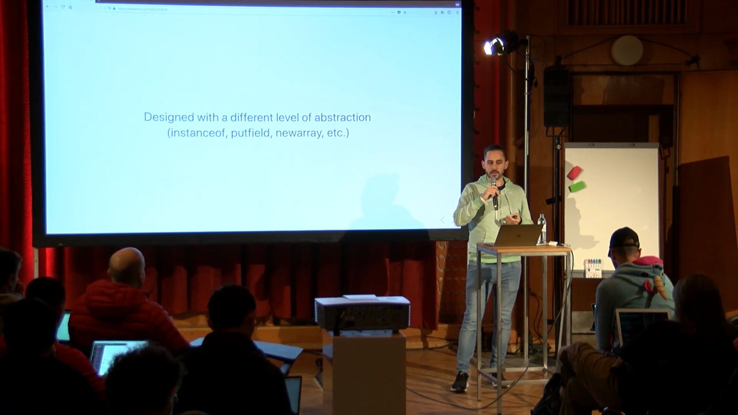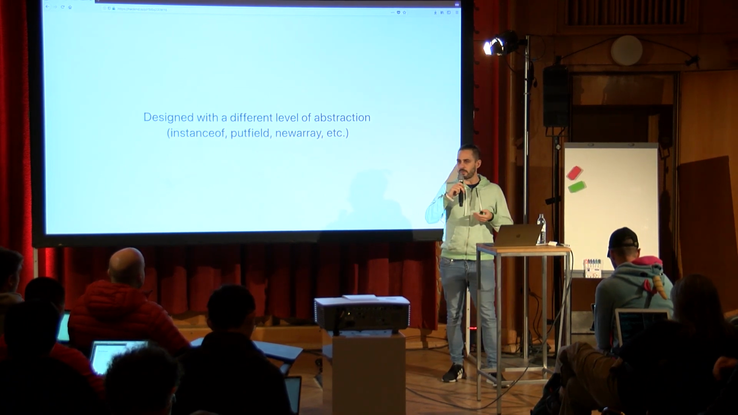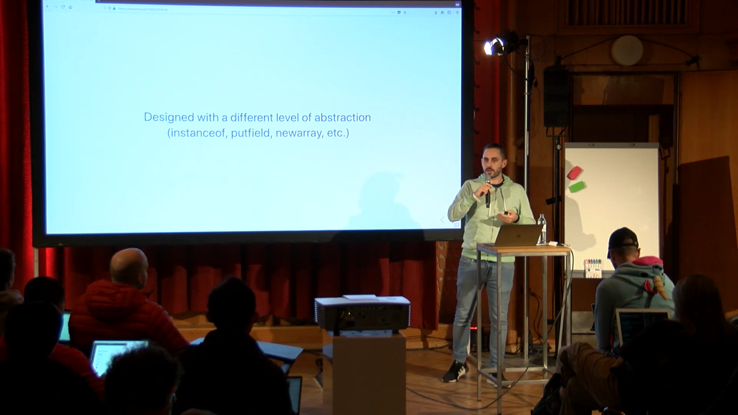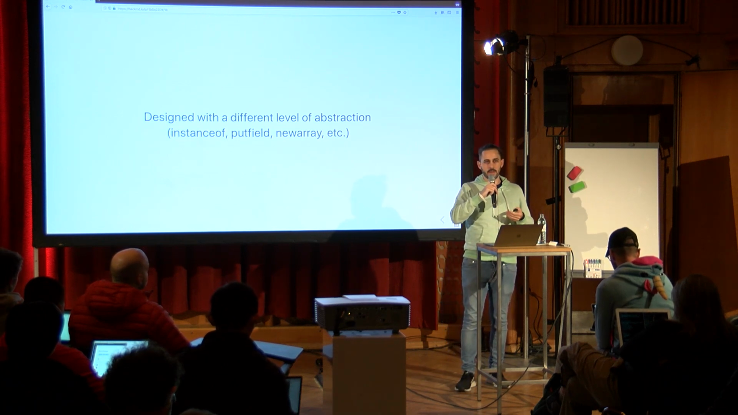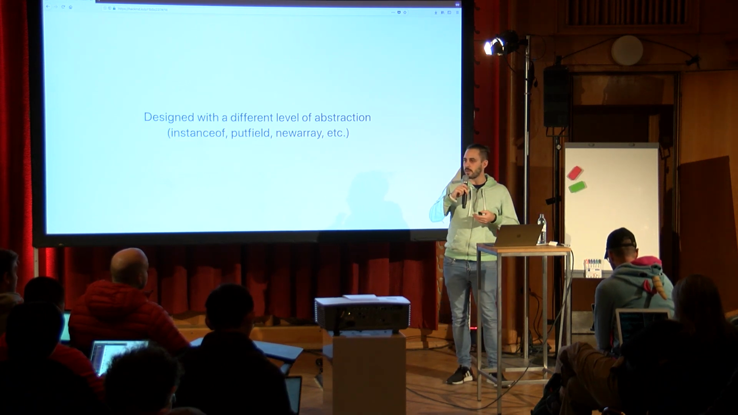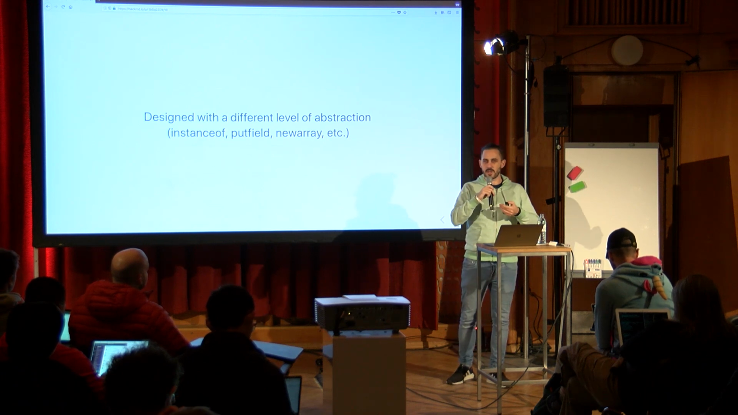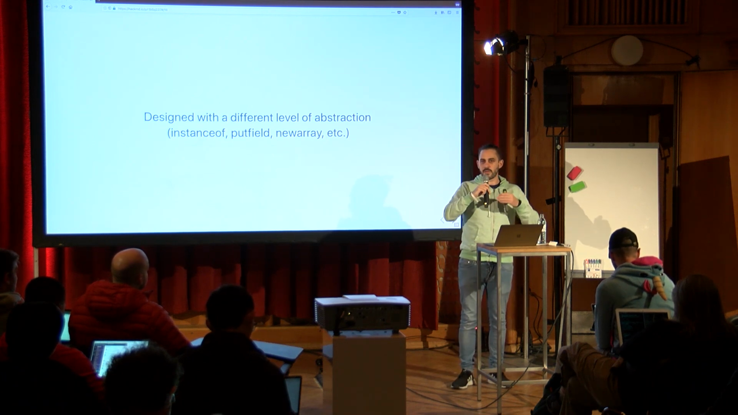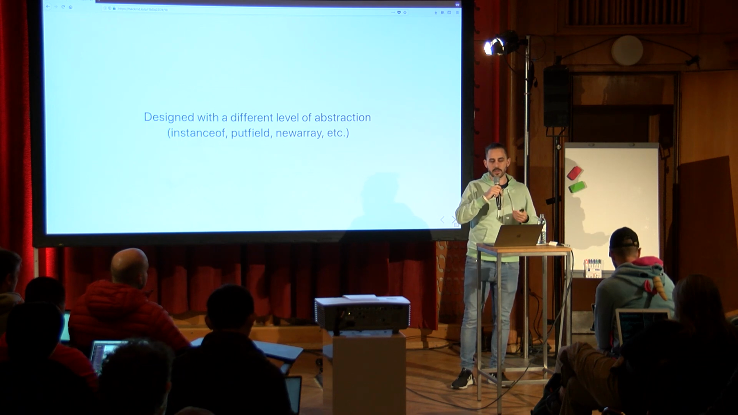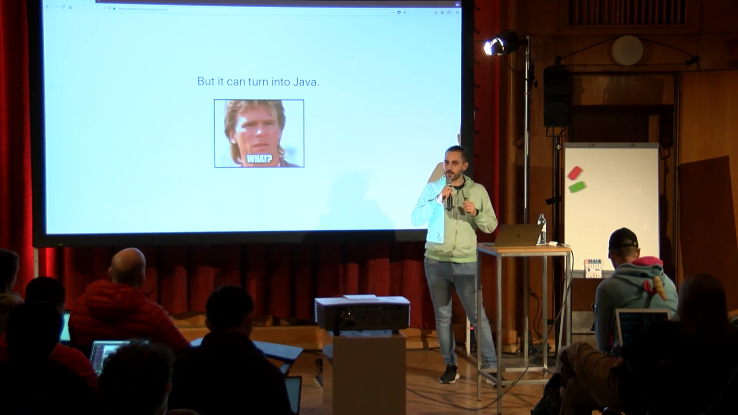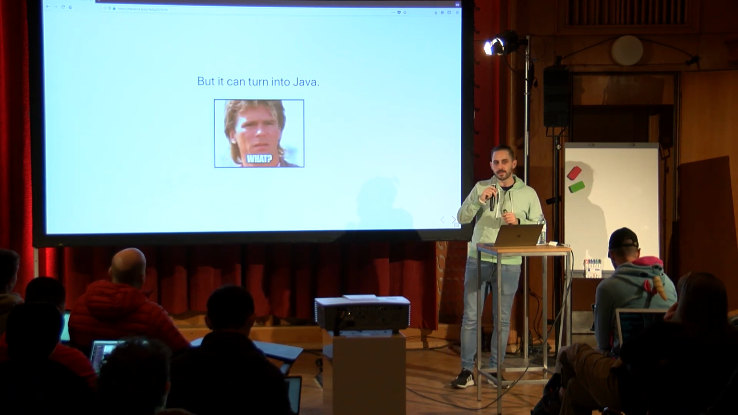high-level instructions, for example, instance of, put field, new array, a lot of different instructions to interact with objects. It has instructions to create objects and deal with those. So WebAssembly doesn't have any of these. It's way more low-level than what Java is doing. But WebAssembly could turn into Java.